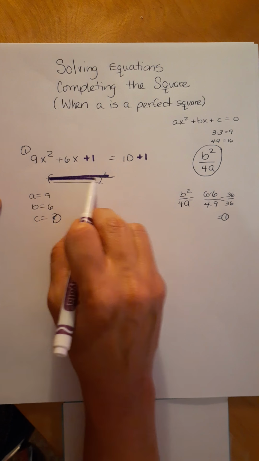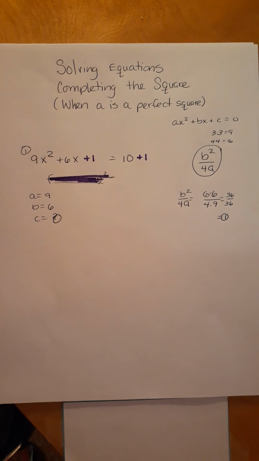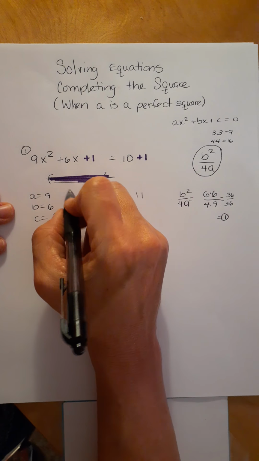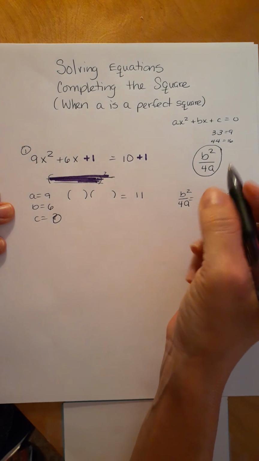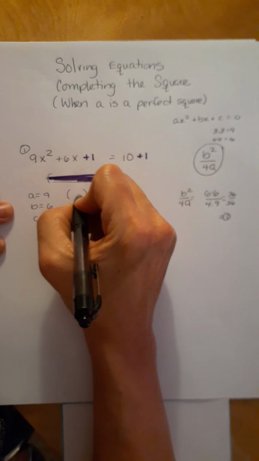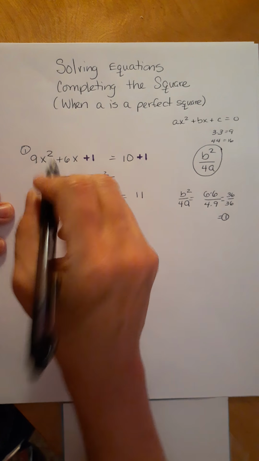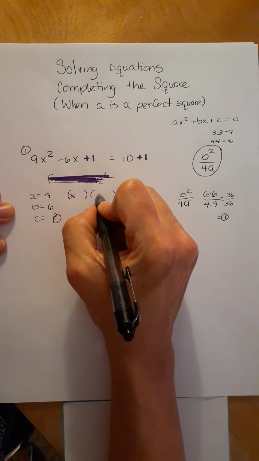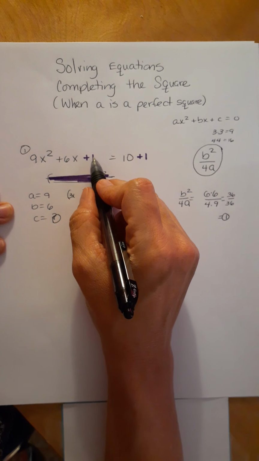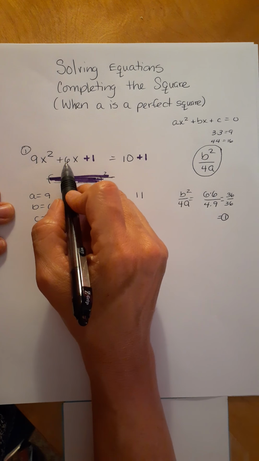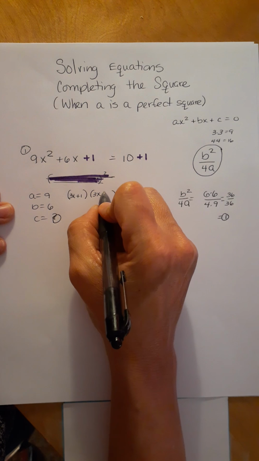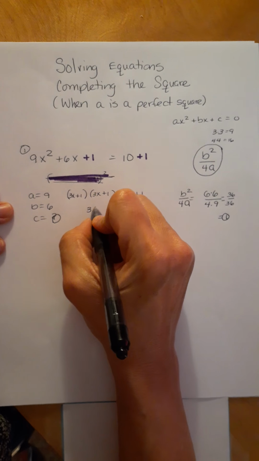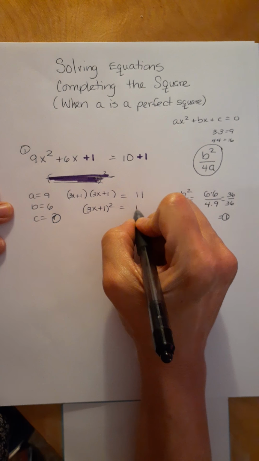So let's cross this ugliness out and rewrite this. We have 11 over here. On this side, I'm going to write it out like this so you can see it. This is a perfect square, and to make it a perfect square, it has to be the exact same thing in the parentheses. 9 is 3 times 3, so 3x times 3x gives me 9x squared. And my second term is positive, so it's plus 1, exactly what we'd have here, positive 1. This gives me 3x plus 1 squared equals 11.